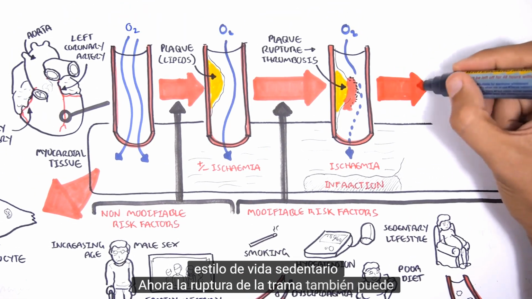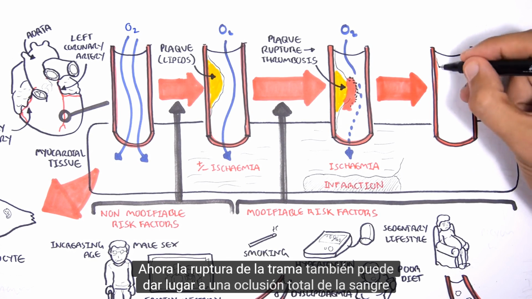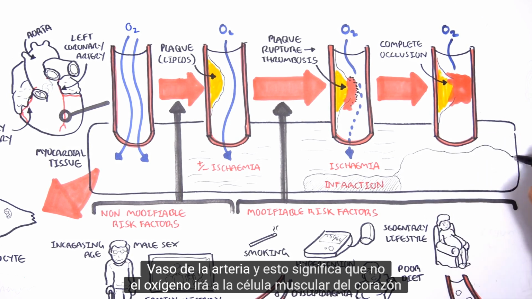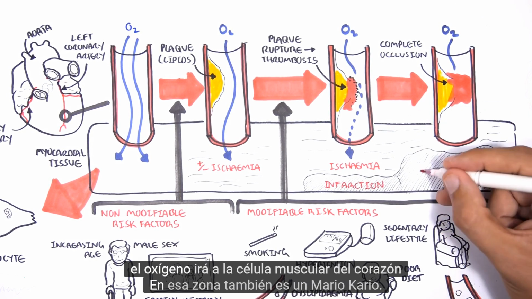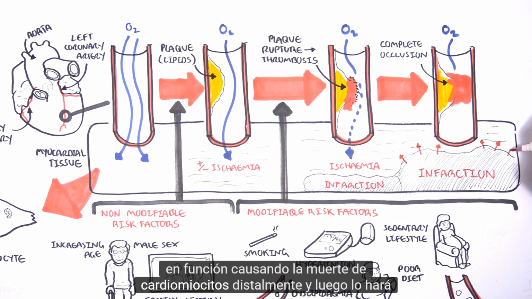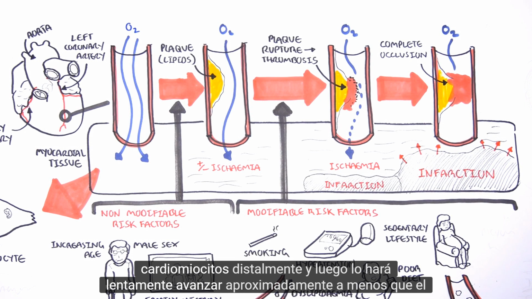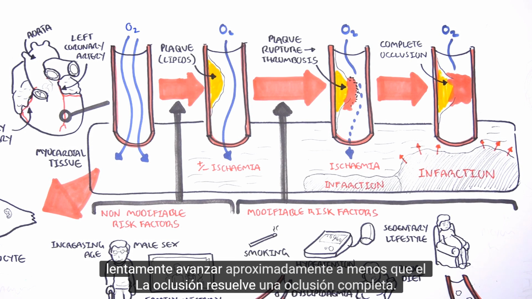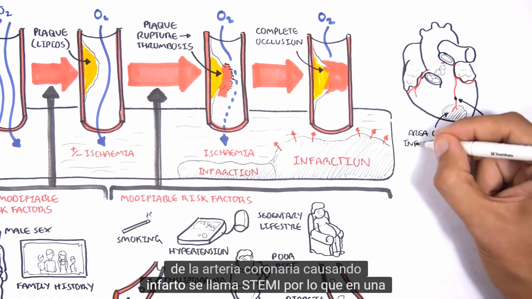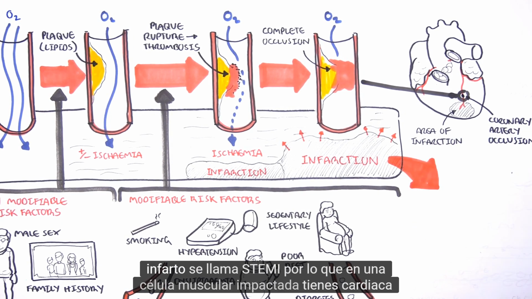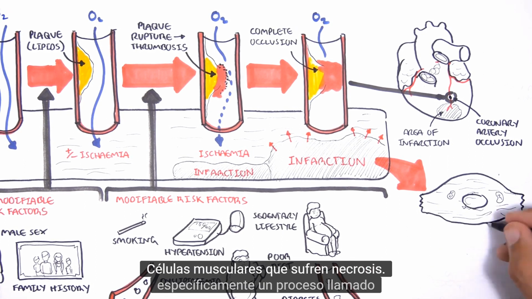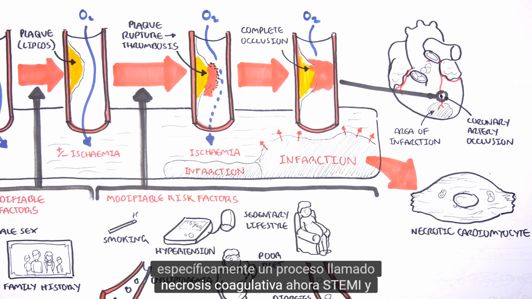Now, the rupture of the plaque can also result in a total occlusion of the blood vessel, of the artery. And this means no oxygen will go to the heart muscle cell in that area. This is also a myocardial infarction, causing death of cardiomyocytes distally, and then it will slowly progress proximally unless the occlusion resolves. A complete occlusion of the coronary artery causing an infarction is called a STEMI. So, in an infarcted muscle cell, you have cardiac muscle cells which undergo necrosis, specifically a process called coagulative necrosis.